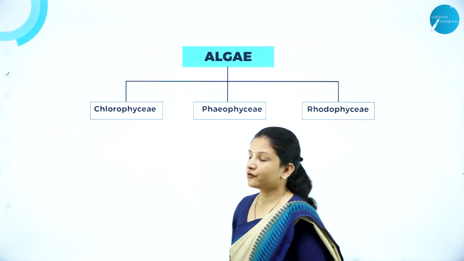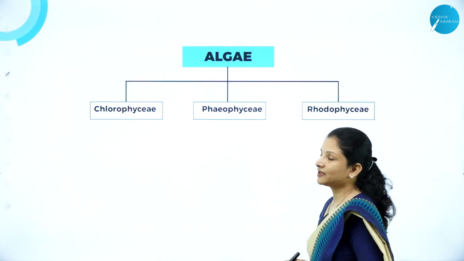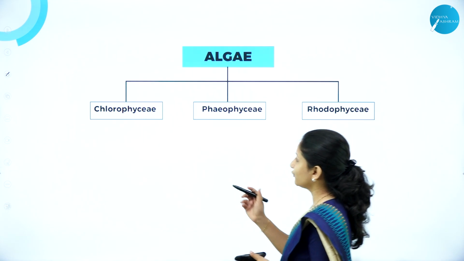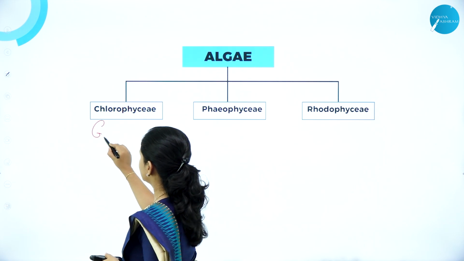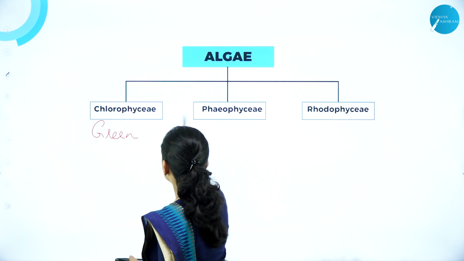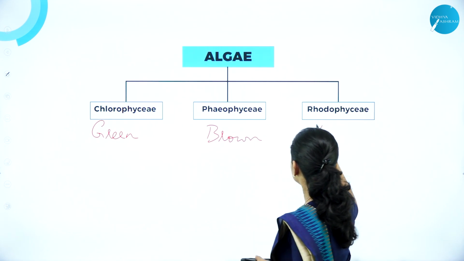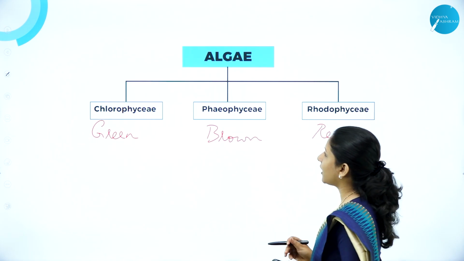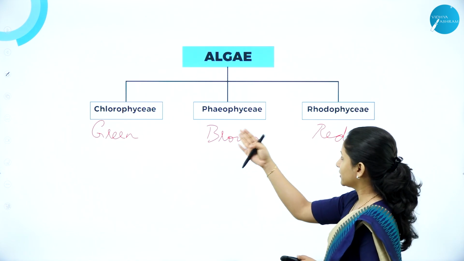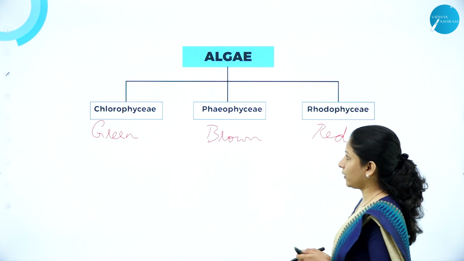Next, talking about the classes of algae. Algae are divided into three main classes: Chlorophyceae, which is called the green algae; Phaeophyceae, the brown algae; and Rhodophyceae, which is also called the red algae. We shall study these three one by one.